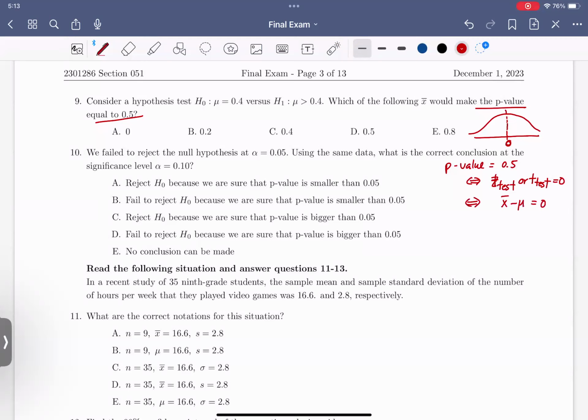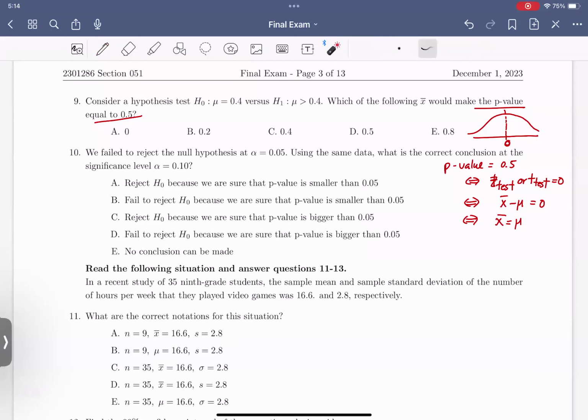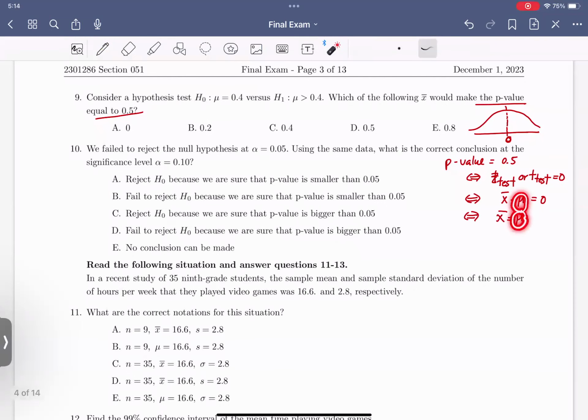Right, because no matter whether you use the c-test or t-test, the top part is going to be x bar minus mu. The bottom part is s over square root n or sigma over square root n. It doesn't matter. If the numerator, x bar minus mu, equals 0, that means the c-test or t-test equals 0, which means x bar equals mu. And the mu here that you put in the test is the mu naught. This is the value that you want to test.